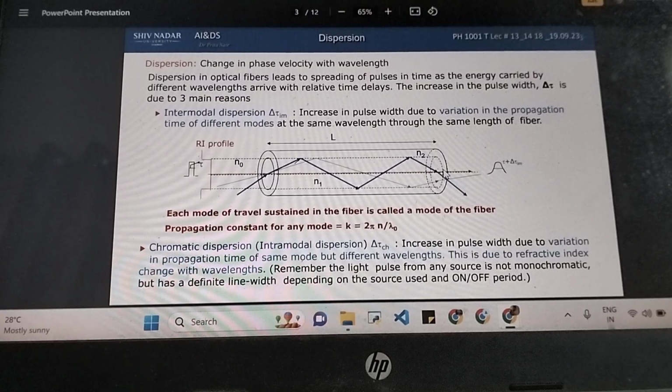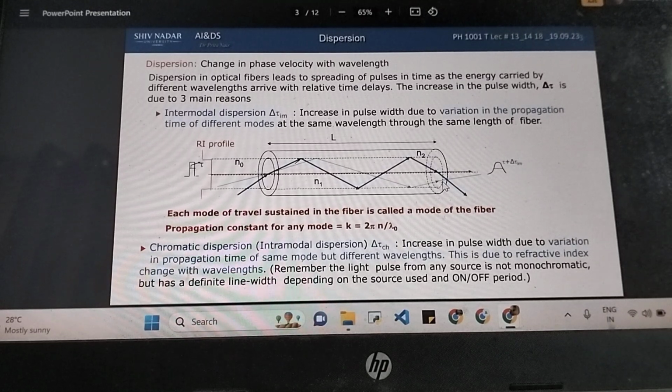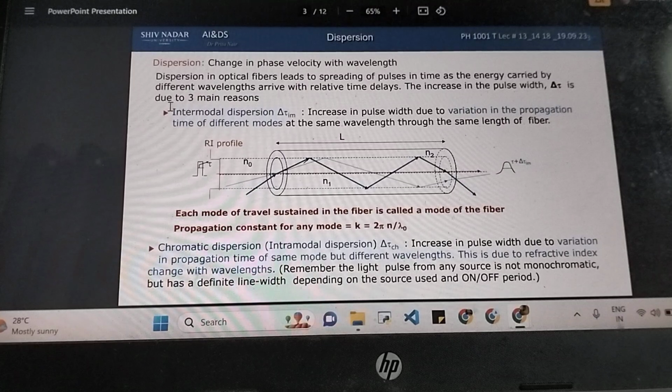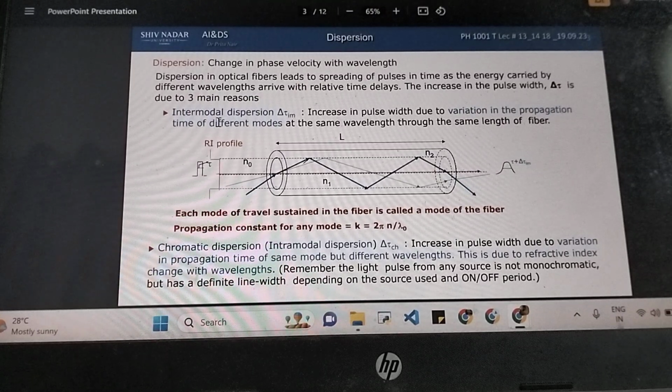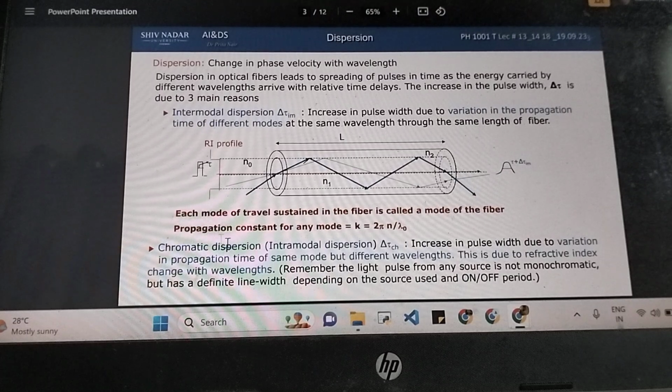The time difference is going to be of the order of microseconds only, not more than that, but still every wave does not reach the end at the same instant. So there is some speed up, some slow down, and that is what we call intermodal dispersion. Why intermodal? Because we are talking about different modes at the same wavelength.